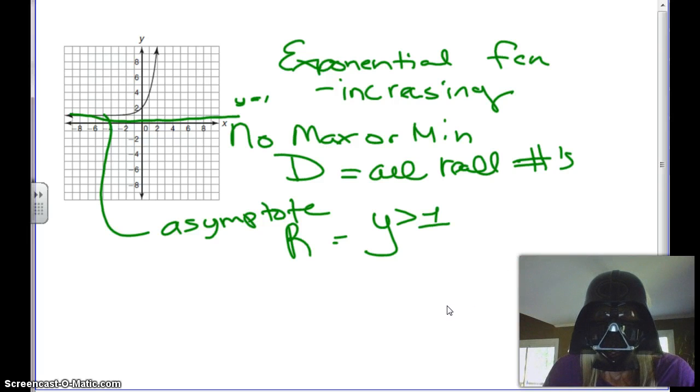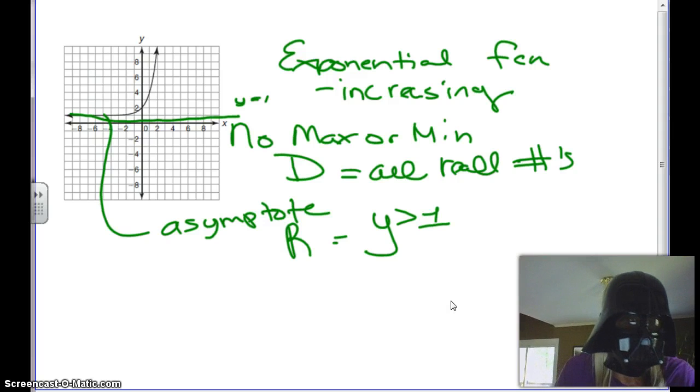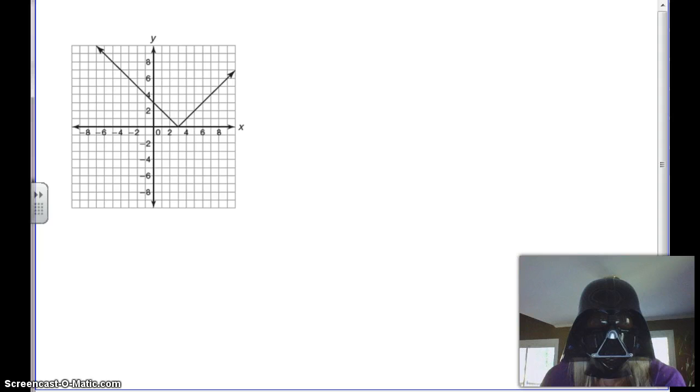So lots of things to remember. We need to remember all our function families. We need to see if there's a maximum or minimum. And we need to do domain and range. So I'm going to have you do one on your own. For this one, just look to the questions to the right and see if you can figure out the correct answers. And may the force be with you.